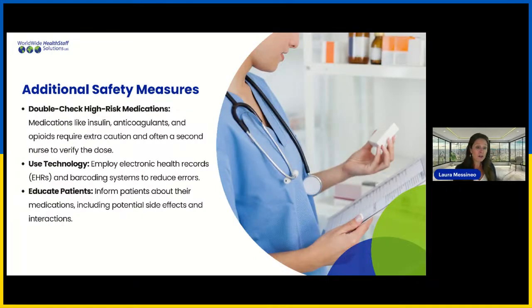And so in the United States, we do have some additional safety measures that we follow. So I'd like to dig into this a little bit further. We double check high-risk medications, like insulin or anticoagulants or opioids. These require extra caution and also require second signatures. Whenever we give a controlled substance in the United States, we have to have another nurse watch us draw up the actual dosage into the syringe. They verify that you've drawn up the correct dosage.